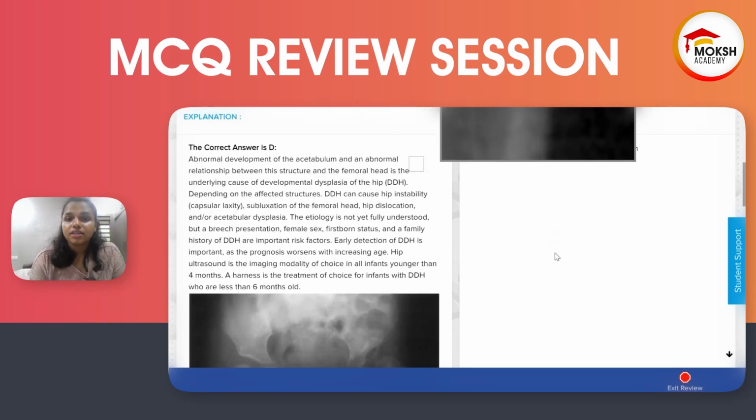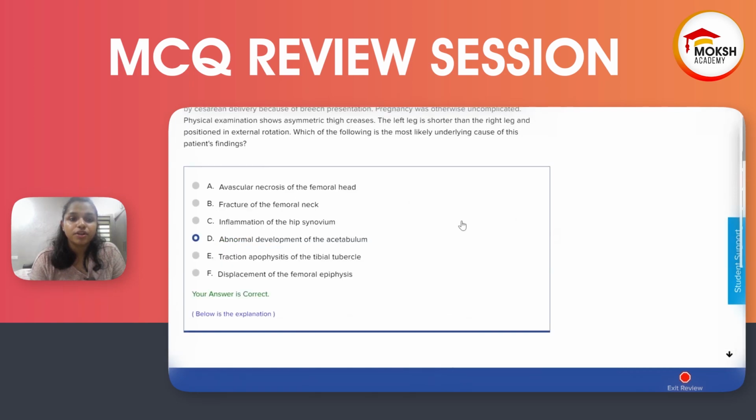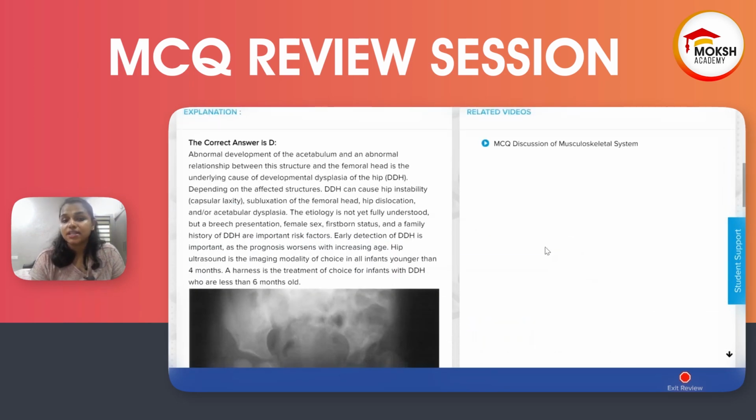What is the treatment for developmental hip dysplasia? It's called the Pavlik harness. So it's mentioned here: a harness is used. The particular name is Pavlik.